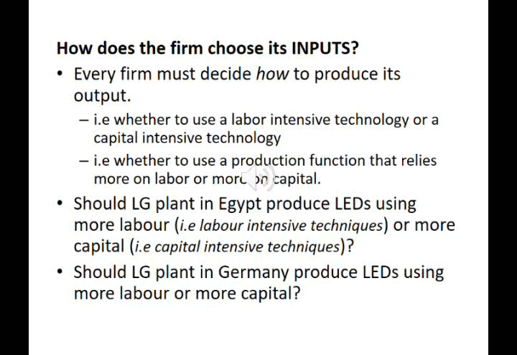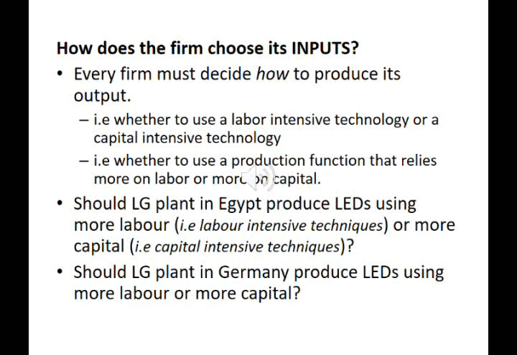Because every firm, before it produces, faces a number of production functions and has to choose one of them to use in its production. So there are some production functions that use more labor, which we call labor-intensive techniques, and there are other production functions that use more capital in the production process, and these are called capital-intensive techniques. So what are the factors that help the firm decide on which production function to utilize?